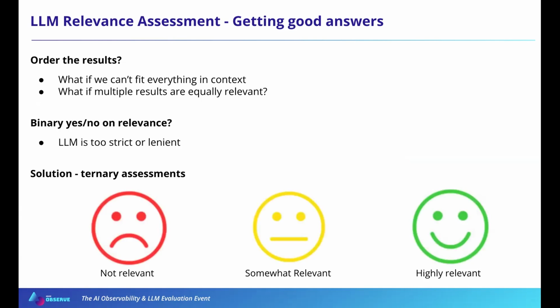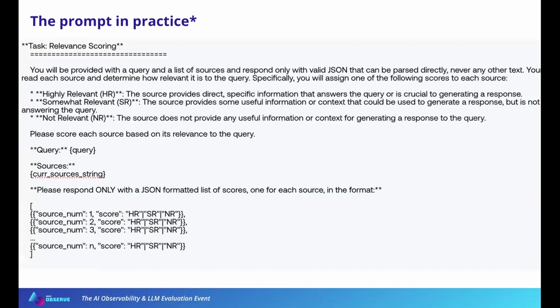Now, when actually doing your LLM evaluation, you don't want to use a binary evaluation of true or false, because there's going to be some pieces of content that are somewhat relevant, right? And this can end up giving you poor results, because your LLM will either mark something relevant as irrelevant, or vice versa. So using 3 different categories of highly relevant, somewhat relevant, and not relevant is what you want to do, just because of how non-deterministic LLMs are.